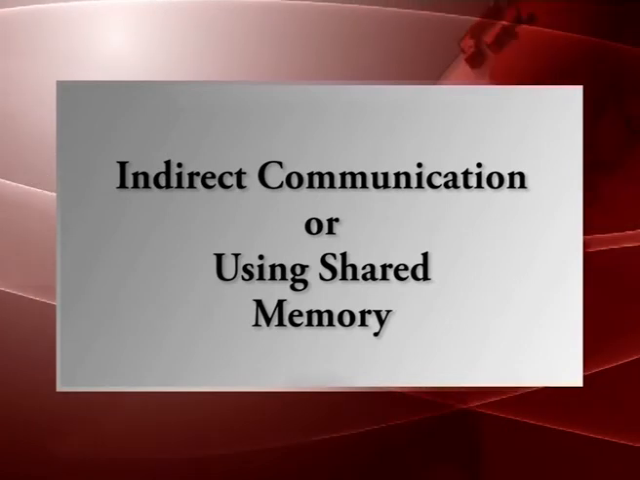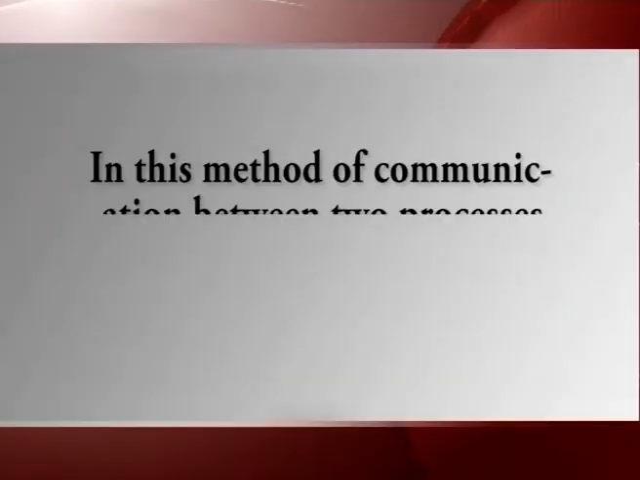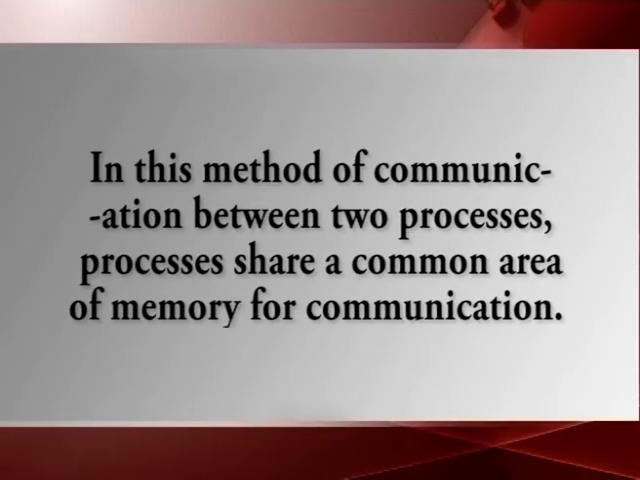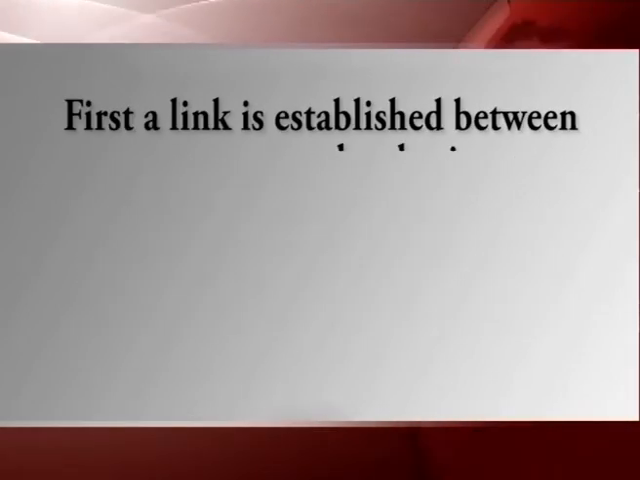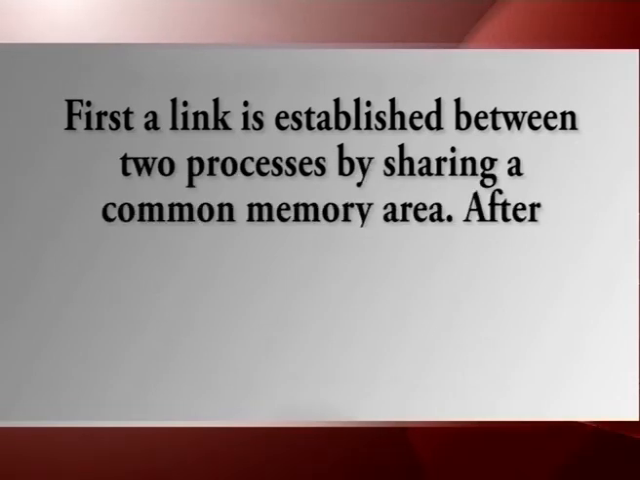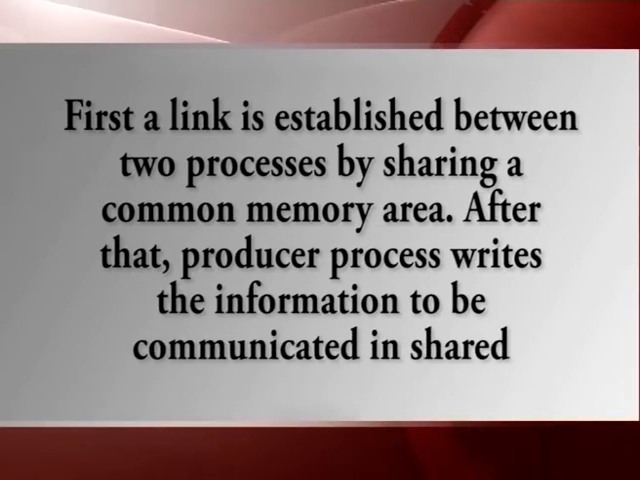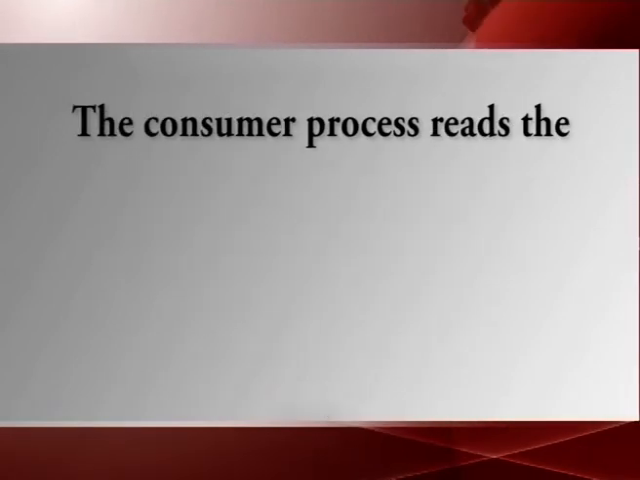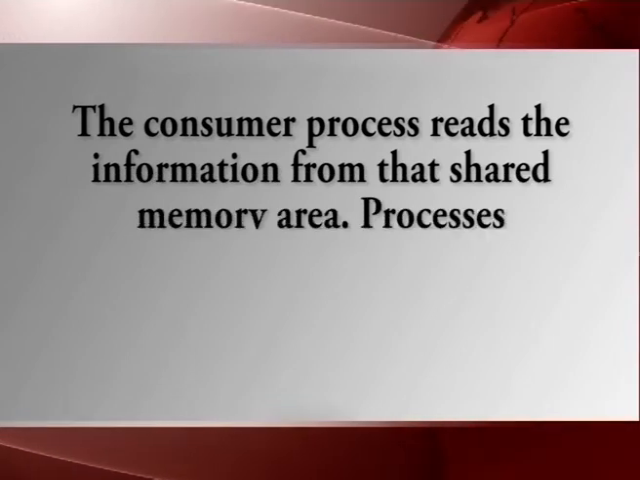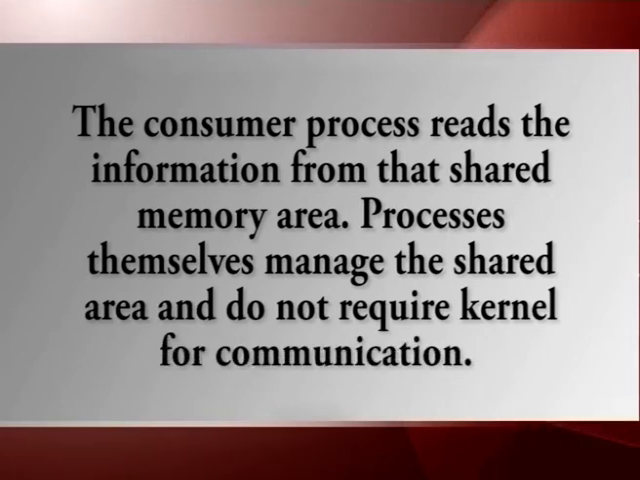The second method of communication is indirect communication, or using shared memory. In this method of communication between two processes, processes share a common area of memory for communication. First, a link is established between two processes by sharing a common memory area. After that, the producer process writes the information to be communicated in the shared memory area. The consumer process reads the information from that shared memory area. Processes themselves manage the shared area and do not require the kernel for communication.